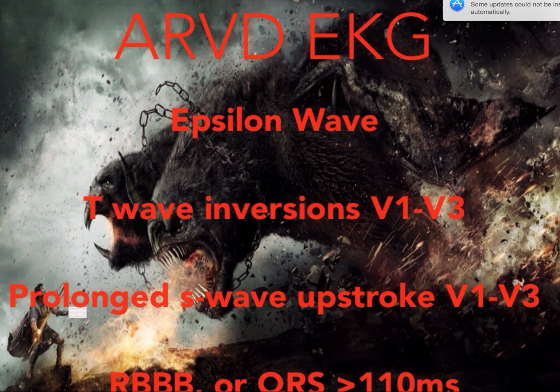There's a couple different things to look for in an ARVD EKG patient. You're going to look for that epsilon wave that we just talked about. You may see some T-wave inversions in leads V1 to V3, the precordial leads. You also see a prolonged S-wave upstroke, and I'll show an example of that in a second. And lastly, it's messing up your right ventricle, so you could have a right bundle branch block or an incomplete right bundle branch block, so your QRS could be prolonged.